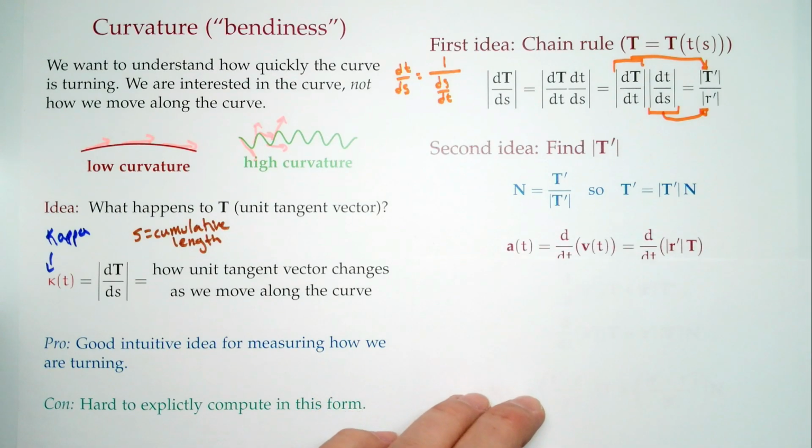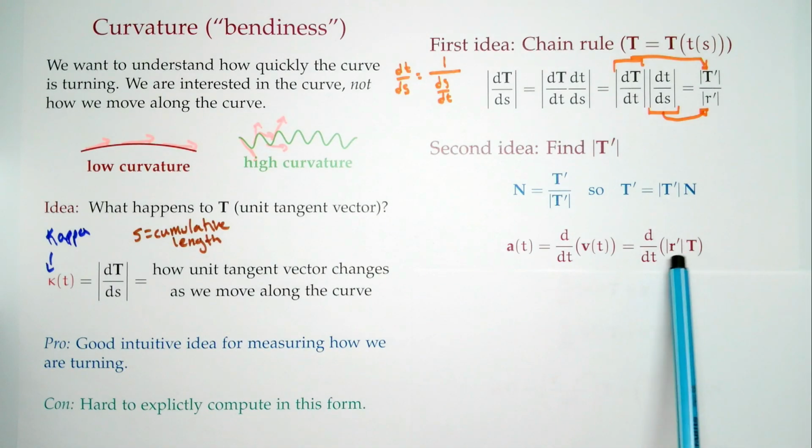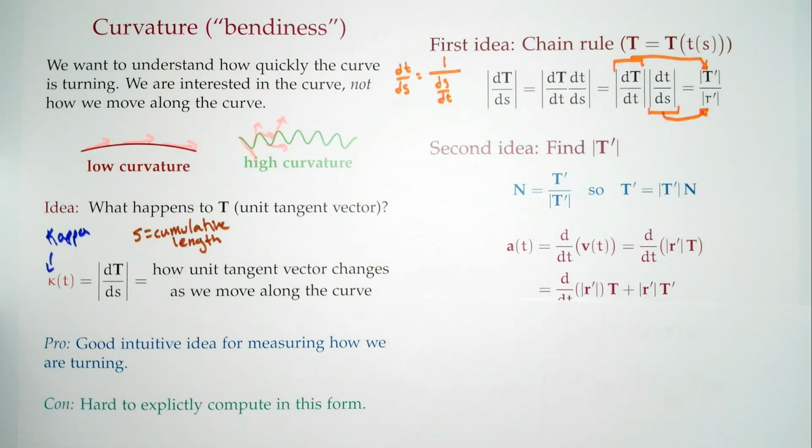Let's do our decomposing of acceleration. So this follows what we did last time. If I want to find acceleration, I take the derivative of velocity. For velocity, it's speed times direction. So magnitude of r prime is my speed, T is my direction. Apply the product rule. And we see it's the derivative of the magnitude of r prime times T plus magnitude of r prime times T prime.